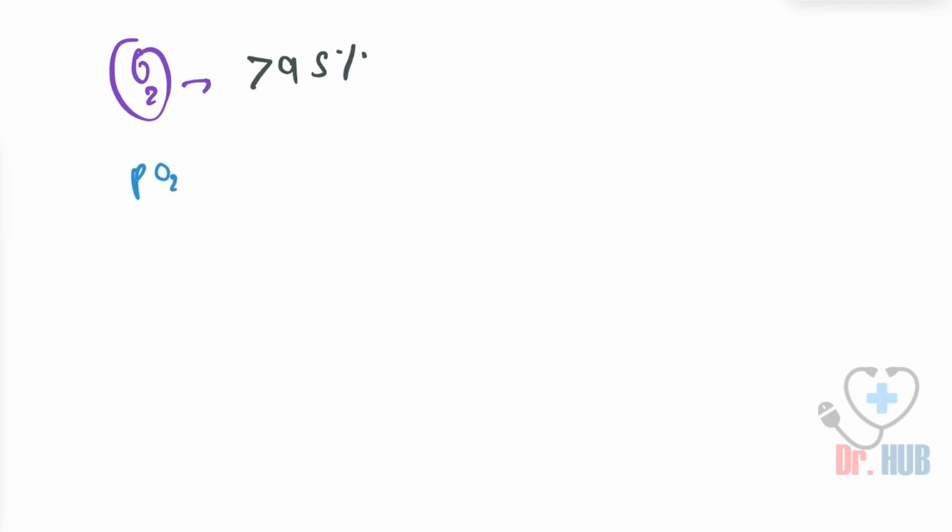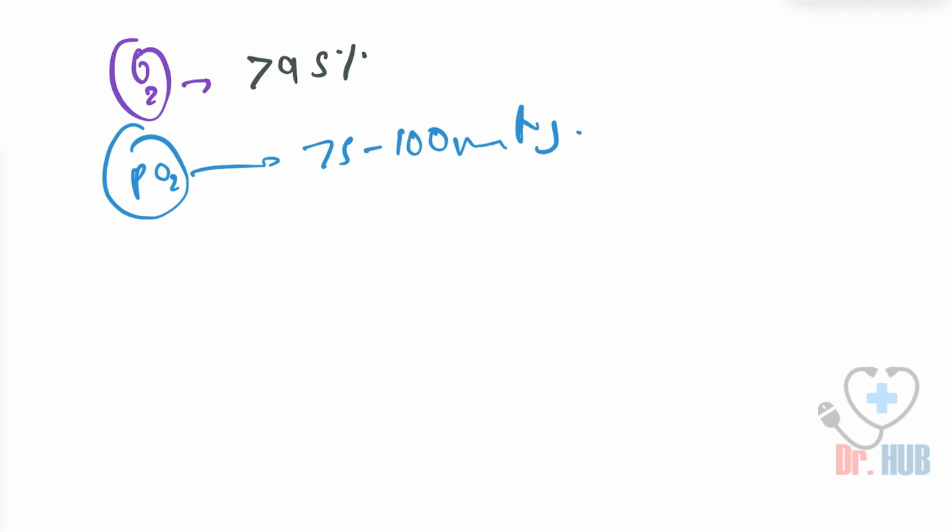Then we have the oxygen. So what about the oxygen? So here the oxygen is nothing but greater than 95%. And what about PO2? PO2 is about 75 to 100 mmHg.